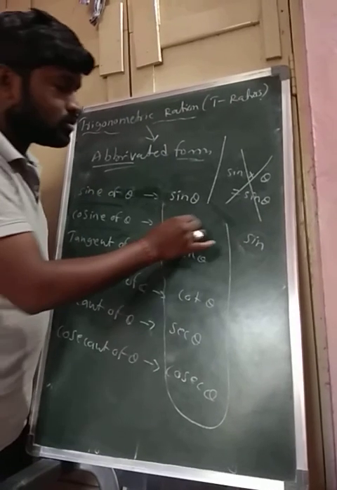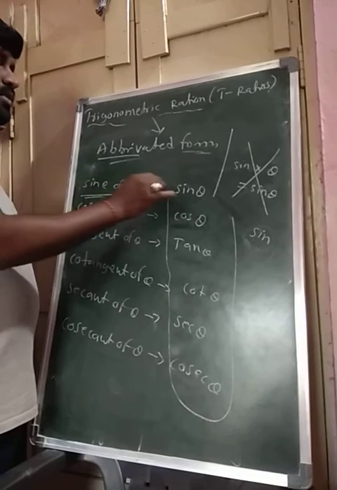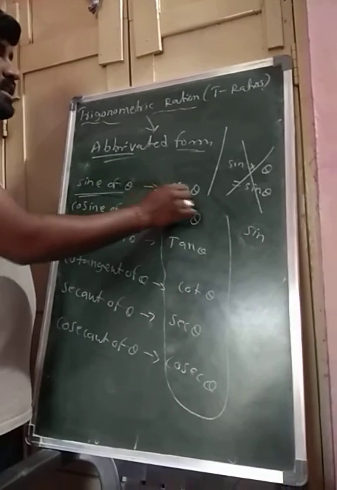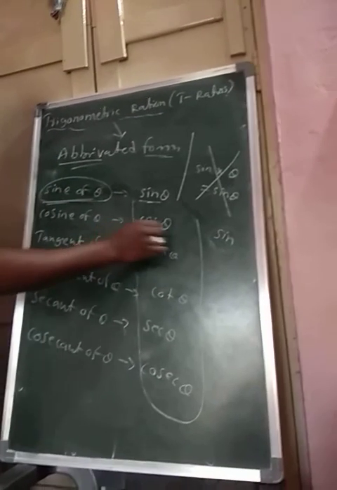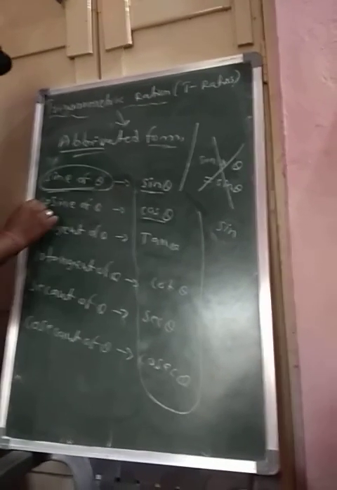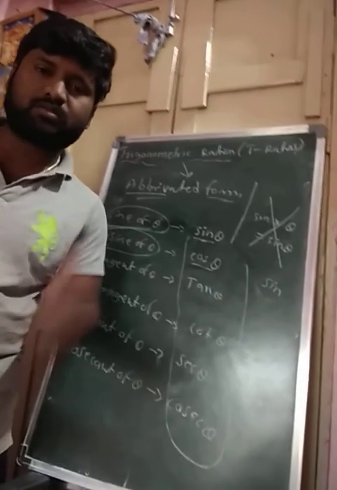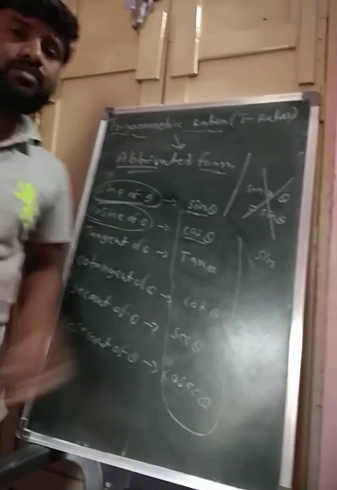Sin theta is just the abbreviated form of sin of theta. Cos theta is just the abbreviated form of cosine of theta. So okay students, these are the abbreviated forms of the trigonometric ratios. Thank you.